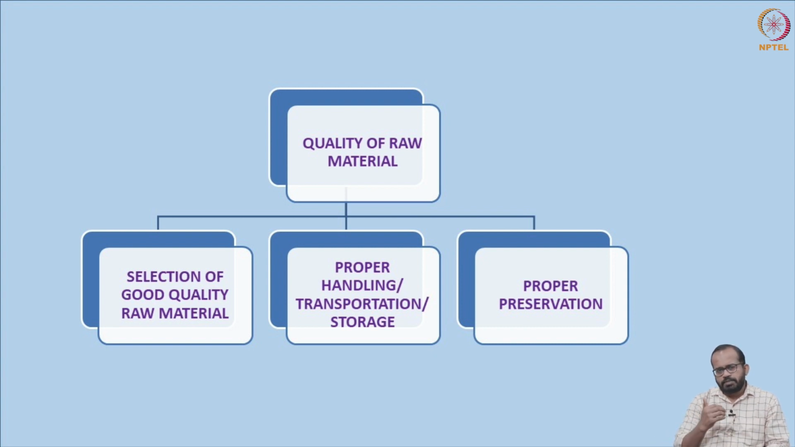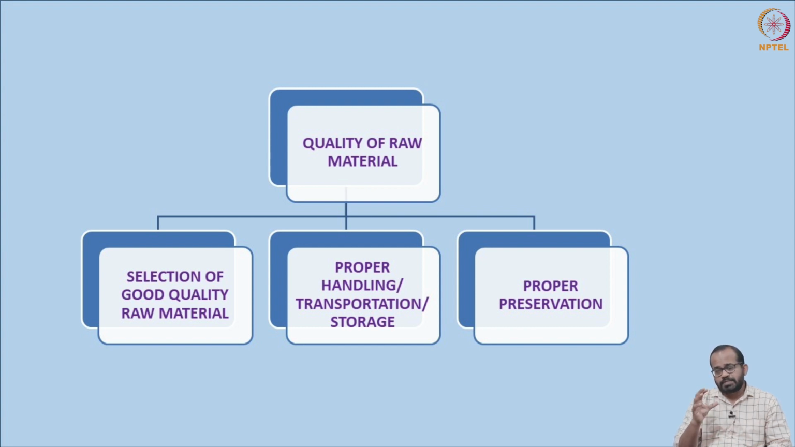We have already discussed that the quality of the raw material is connected to the quality of the final product. So what are the factors that determine the quality of the raw material? The quality of the raw material is mainly determined by the selection of good quality raw material. So that is very important. The selection process is going to determine it, and you need to employ certain standard procedures so that only good quality raw material enters the production process. Selection is going to be very important.